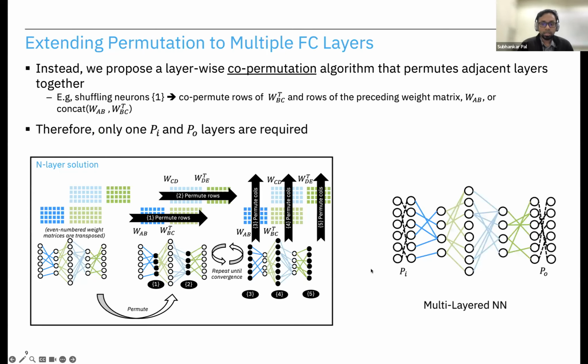So the end result of this is we only need one PI and one PO permutation layer, just at the input and output. And if you have a sufficiently deep network, then the PI and PO don't really matter. The time cost of that is insignificant compared to the time cost of running the actual layers.